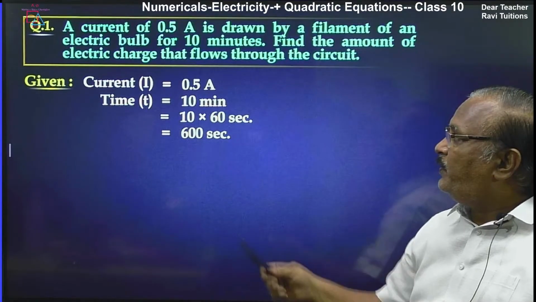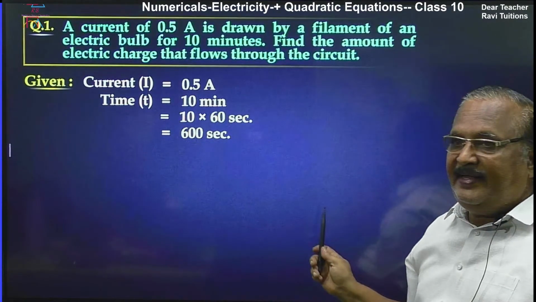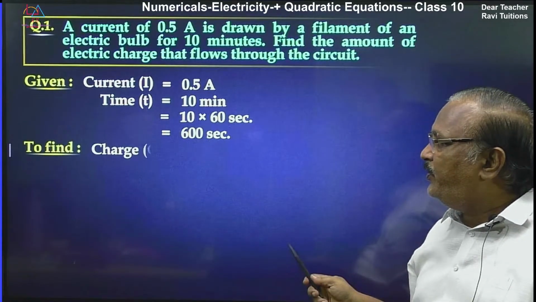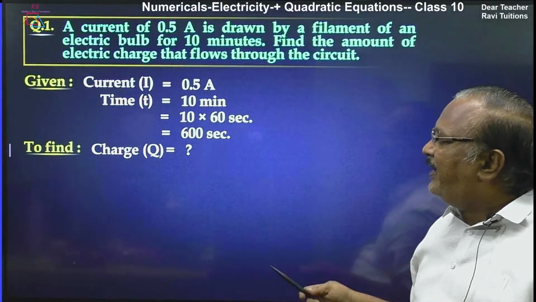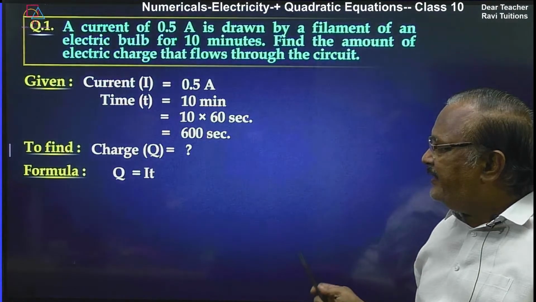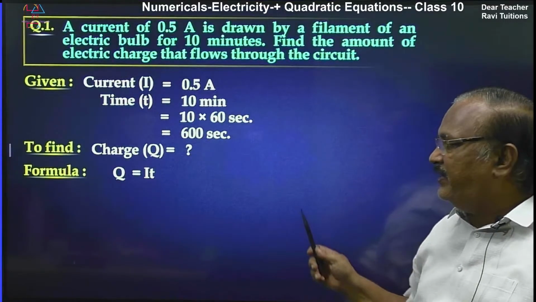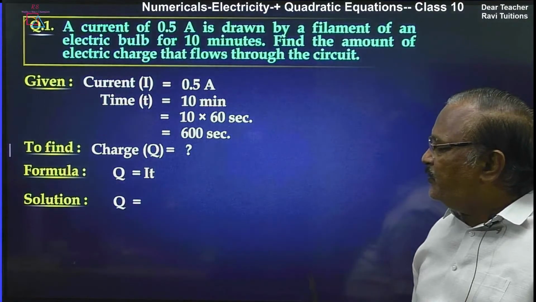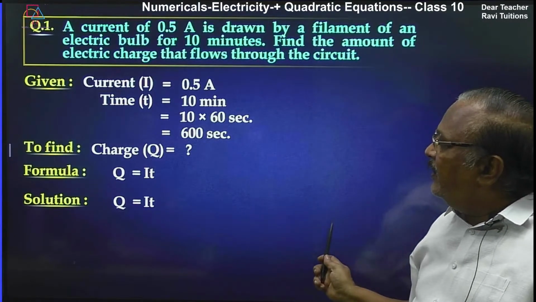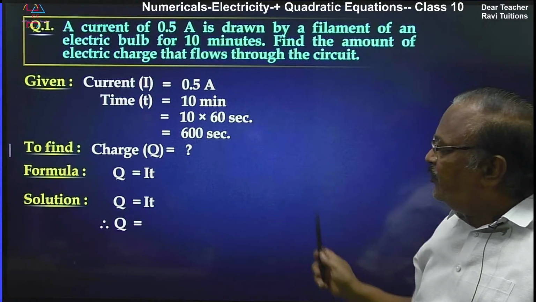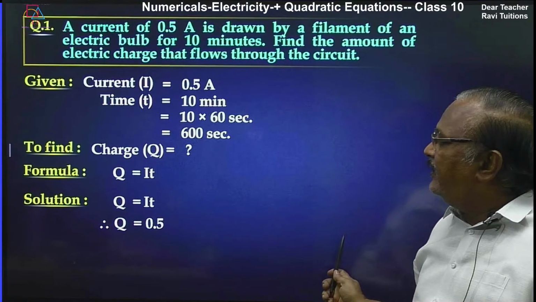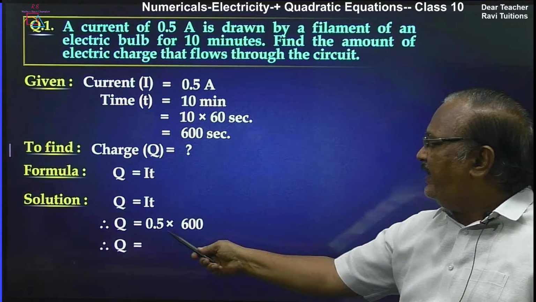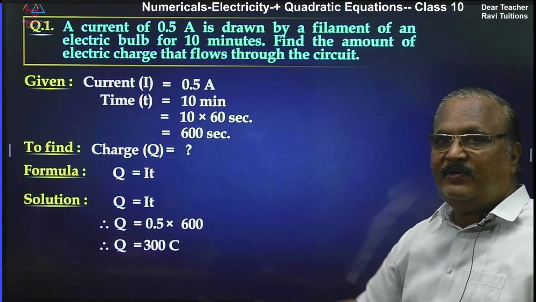Okay. So now we have I and T, and what is to be found is the amount of electric charge. Electric charge is denoted with Q. So we have to find out Q. Now we have the formula Q is equal to IT, and I is equal to Q by T, whatever. You can write any current formula. So now substitute the values. Q is equal to I, that means how much? 0.5, and T is equal to 600 seconds. If you multiply, what happens? You will get one decimal place, 10 will get cancelled, and it is equal to 300 C.